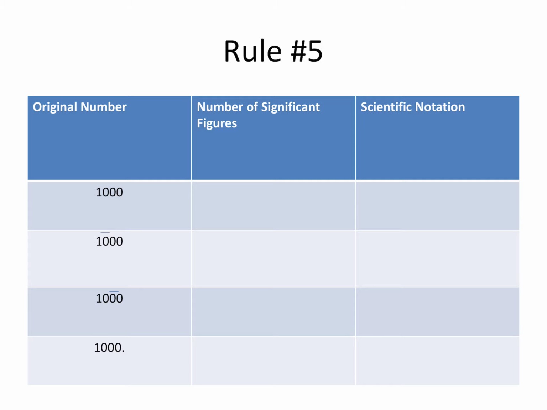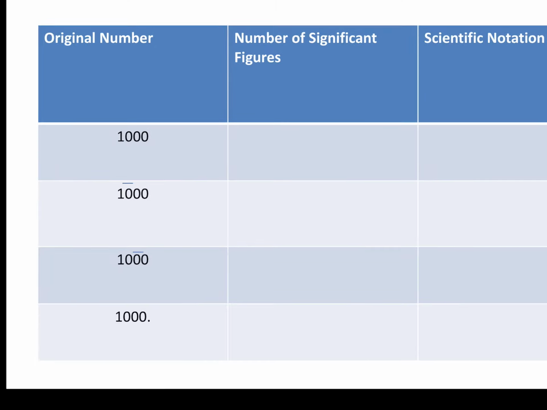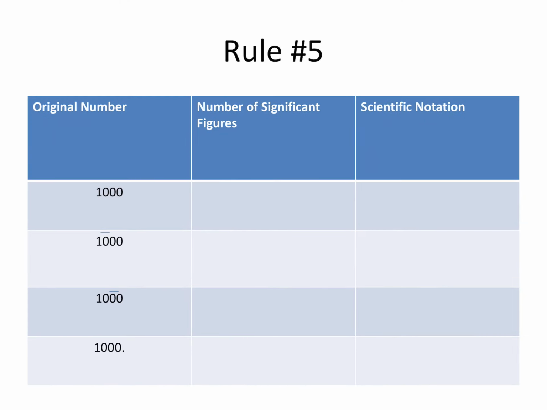So here, the original number, our first one says 1,000. Now, oops, there we go. So now, if we have these zeros, they don't have any markings on them, so none of these are significant. So I'm going to find is that this is significant, but these are not. So this one has 1 significant figure, and if I were going to write this one in scientific notation, I would say 1 times 10 to the 3rd power.